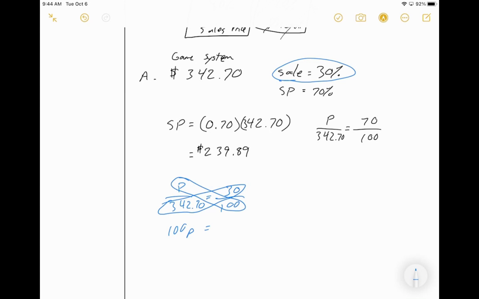I'll do that in my calculator. 342.7 times 30 is equal to 10,281. Divide by 100, divide by 100, and P is equal to 102.81. That's what you did yesterday. Now, what you did there is you found the discount, right? This is just the discount right here.